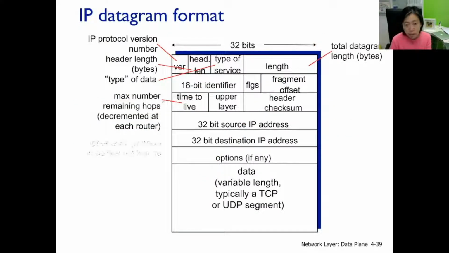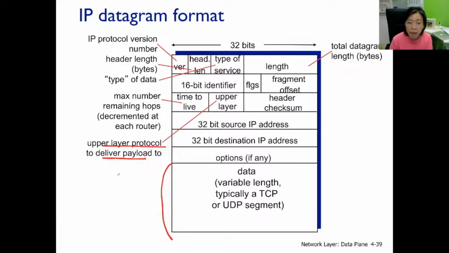Second field in the third row, upper layer. This is something that's slightly familiar because this is telling the network layer that after we extract the segment part, which place in the operating system we pass the segment forward. So the upper layer protocol, what is that function there? Handling this incoming of a segment. So upper layer protocol to deliver the payload. It could be the UDP handler or the TCP socket handler.